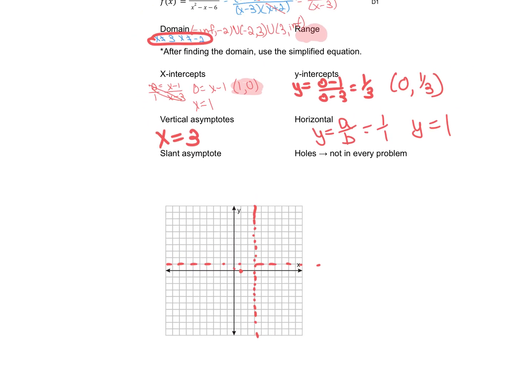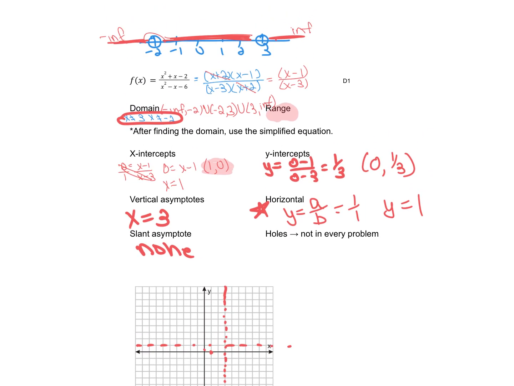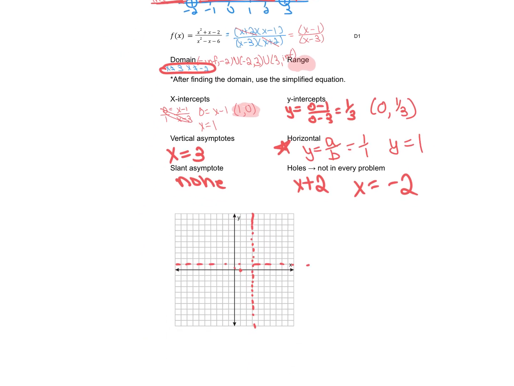Okay. The slant asymptote, there is none. We haven't talked about any slant asymptotes yet because since we had a horizontal asymptote because the degrees were the same in the top and the bottom, we can't have a slant asymptote. So the holes, remember the holes were where we took a factor out at the top and the bottom. We took a factor out at x plus 2, which means x equals negative 2, because again, if we set it equal to 0, x equals negative 2 is going to be where our hole actually is.